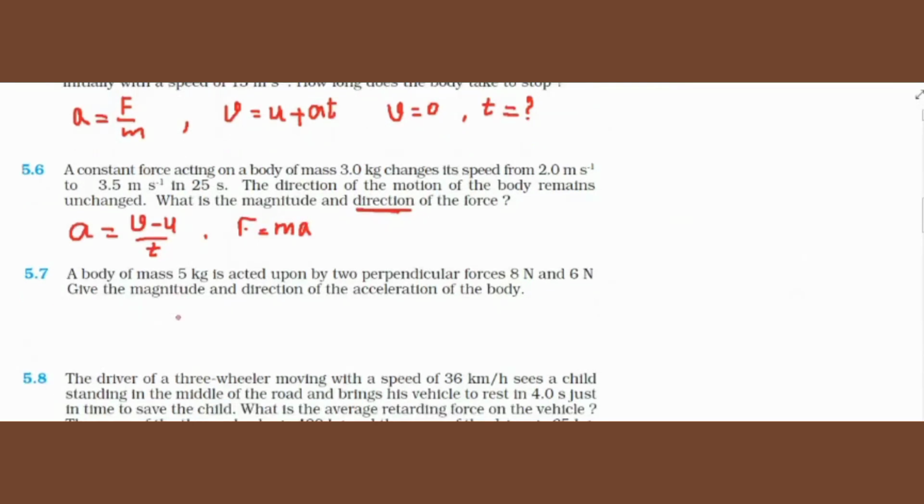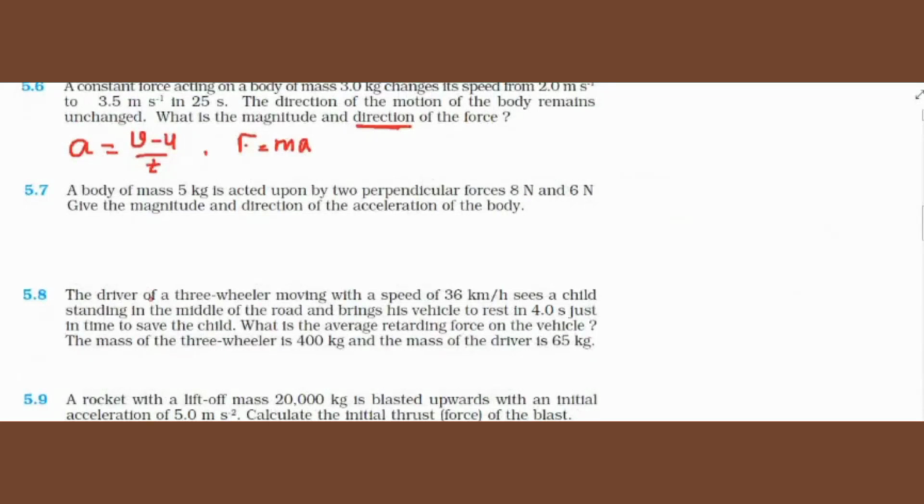Now, come to question 7. A body of mass 5 kilogram is acted upon by two perpendicular forces, 8 Newton and 6 Newton. Give the magnitude and direction of net acceleration. The direction is not specified in this question. Therefore, we just take Fx is equal to 8 Newton and Fy is equal to 6 Newton. Therefore, F is equal to under root Fx square plus Fy square, because you know force is a vector quantity, you got to use this formula.